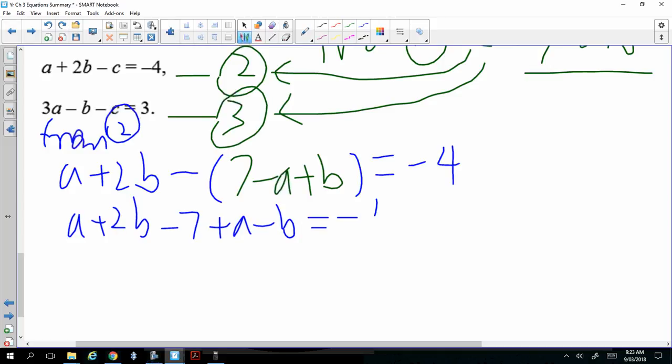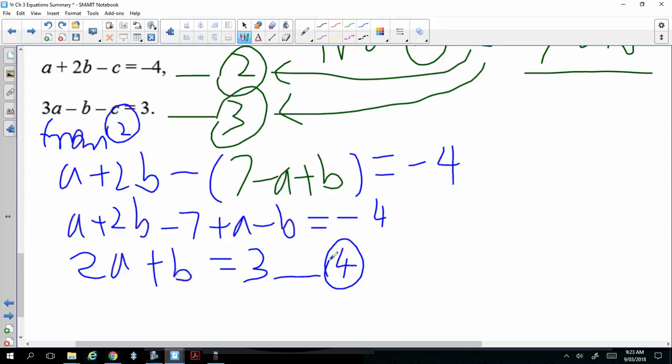But that equation doesn't have C in it. It only has A and B. So we try to reduce the number of polynomials. Before there were 3 polynomials, now there are only 2 polynomials in an equation. That's the aim, right? We'll try to get rid of the C first. And then we'll do the same thing with equation 3.